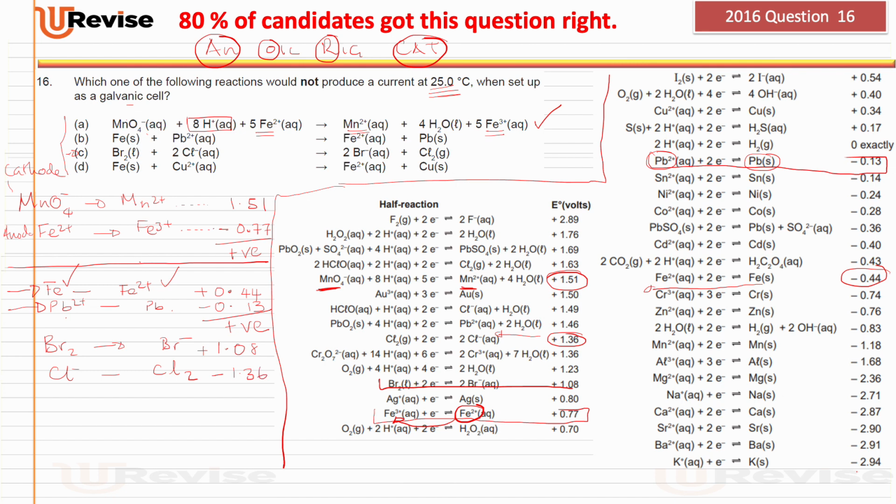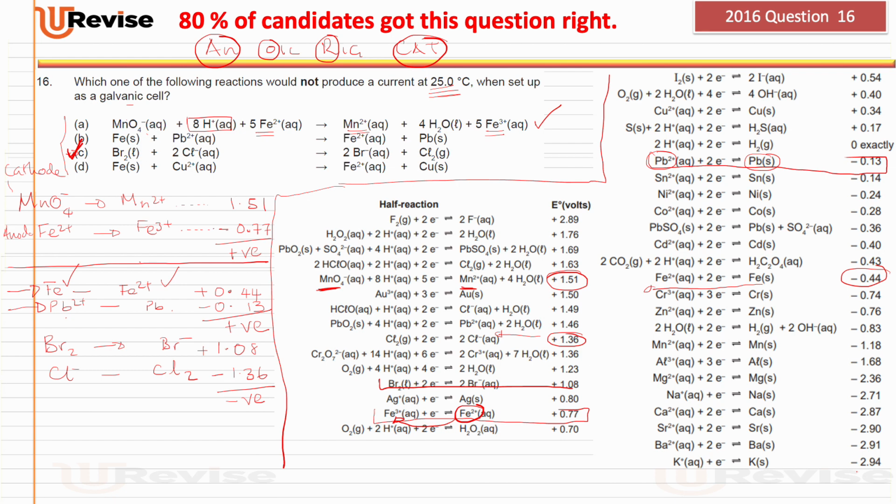In this case, our negative value is bigger in absolute terms than the positive one. So if we say plus 1.08 minus 1.36, we're going to get a negative E value. So C should be our correct answer. It's not producing any kind of current because the voltage is negative.